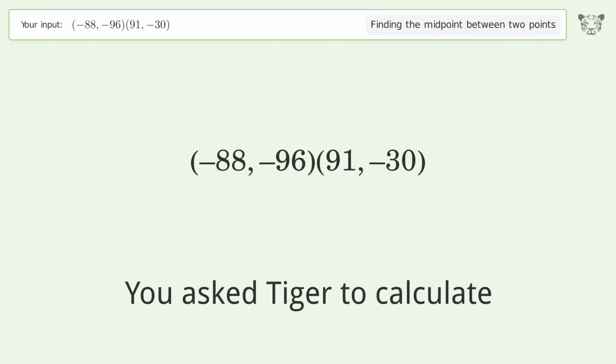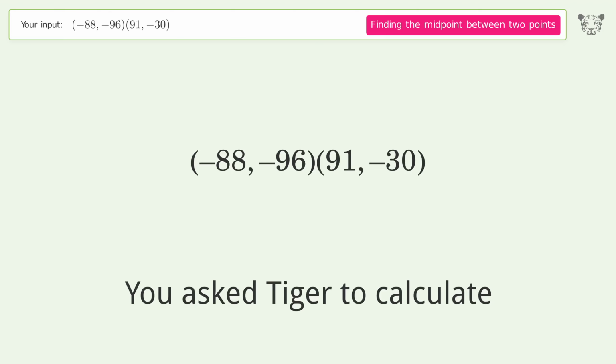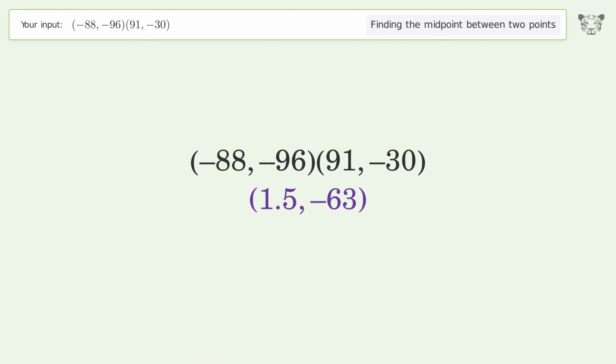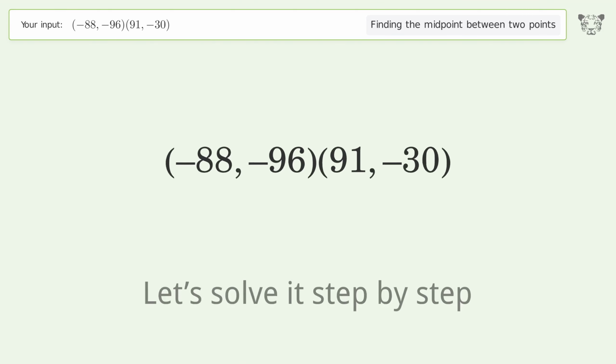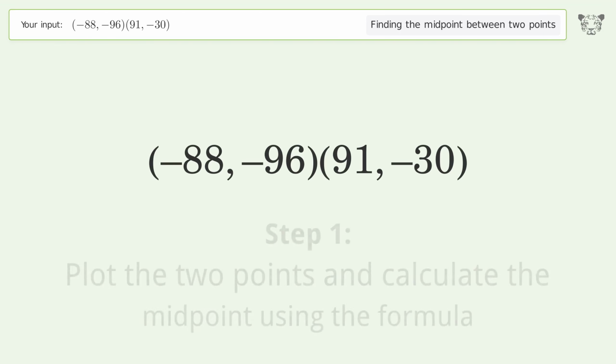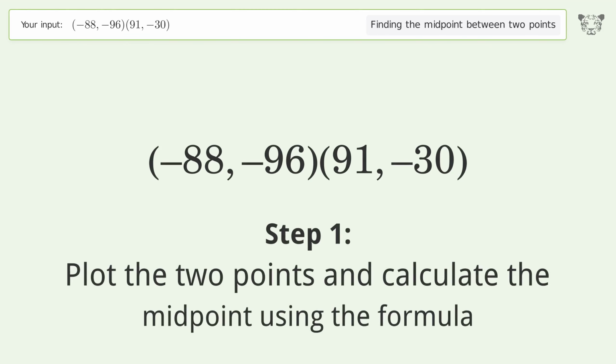You ask Tiger to calculate. This deals with finding the midpoint between 2 points. The midpoint between the 2 points is 1.5, -63. Let's solve it step by step. Plot the 2 points and calculate the midpoint using the formula.